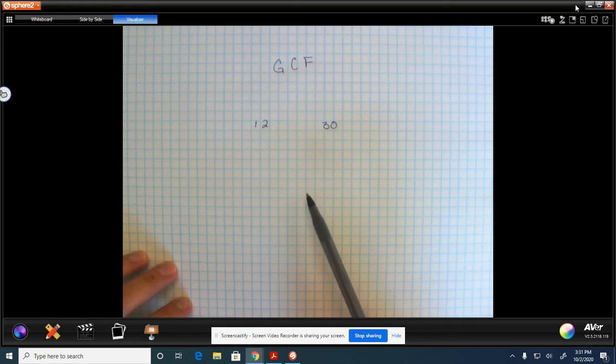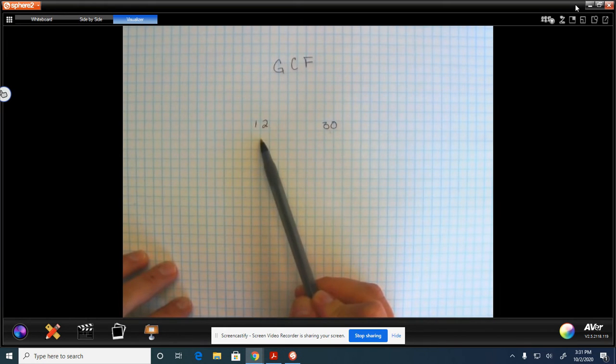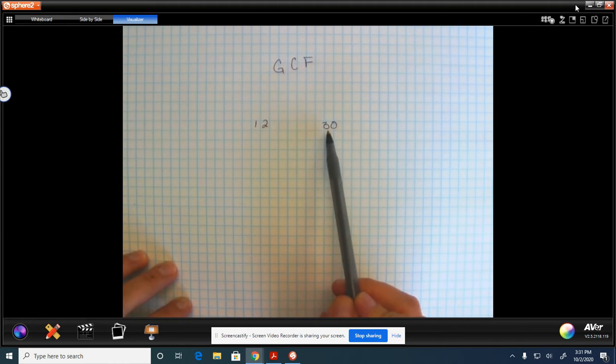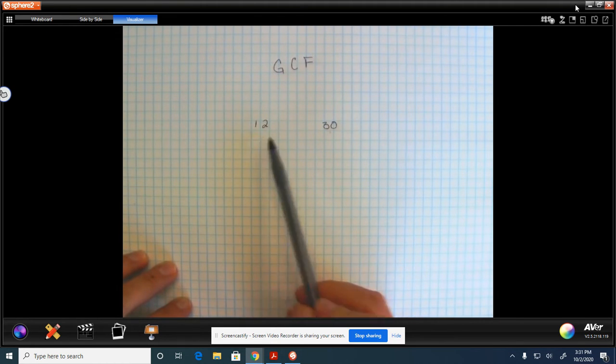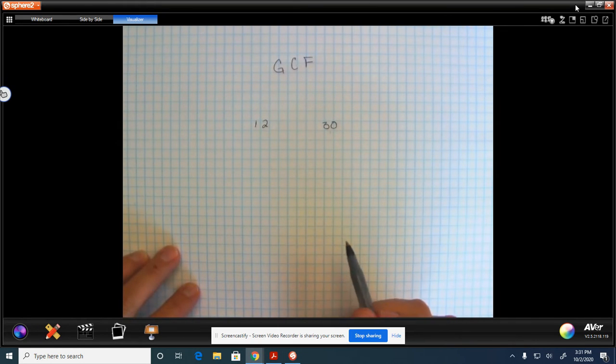So now the first thing you want to do is see if you can divide the larger number by the smaller number without getting a decimal. So if I try to divide 30 by 12, that's not going to work out evenly. I'm going to get a decimal, so that doesn't work. That's where we have to go to this method.